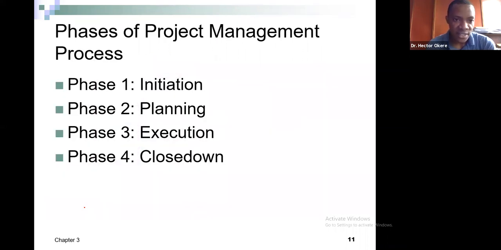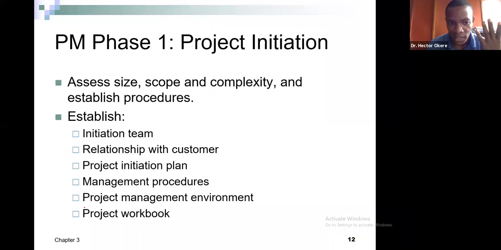So what are the phases? I told you there are 4: initiation, planning, execution, and close down. So what happens in the initiation phase? Here you have to initiate the team. Okay, I need a team that can help me develop this project or finish this project. This guy, he's good at accounting. Okay, fine. This guy, he's good at system development. You bring him to your team. This guy, he's good with words. He can talk to people.